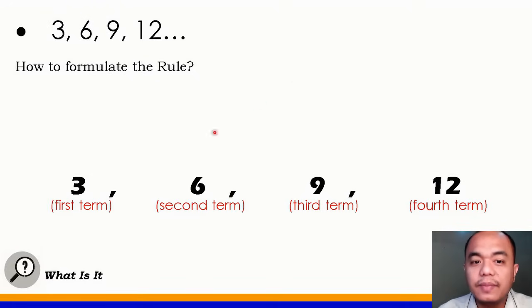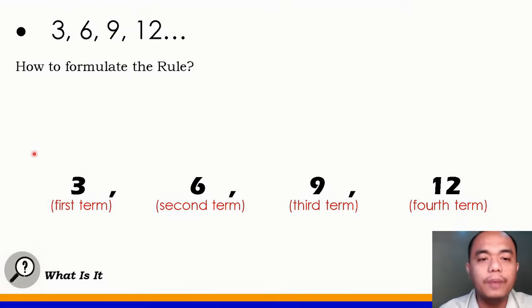Yes! You notice, every term is obtained by adding 3 to the preceding number. For example, we get 6 if we add 3 on the preceding number, which is your 3. We get 9 if we add 3 to 6. And we get 12 if we add 3 to 9. So that would be a pattern. So there is repetition already. By simply adding 3 in each term, you can now form a pattern. And we will be using that in formulating the rule later on.